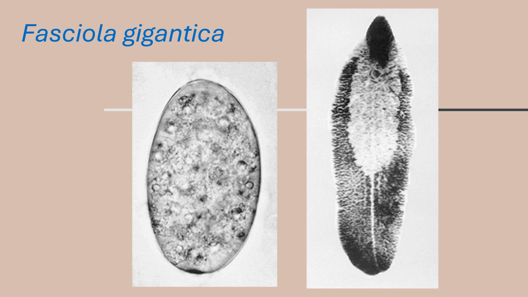This one is an illustration. Please note that this one is an ova of Fasciola gigantica. And then the adult, please note again that it is greater in length or larger than your Fasciola hepatica. It has a cephalic cone. And yes, the reproductive organs are located on the anterior portion of the worm.